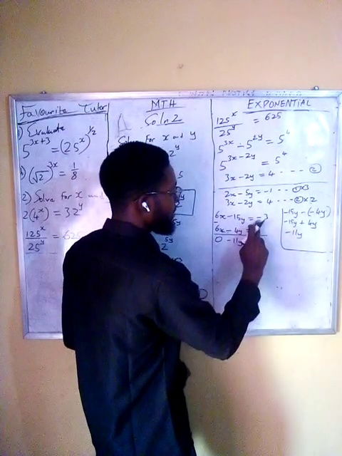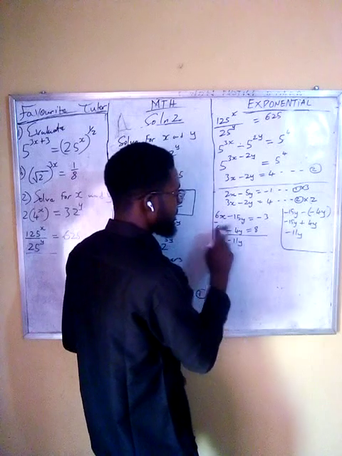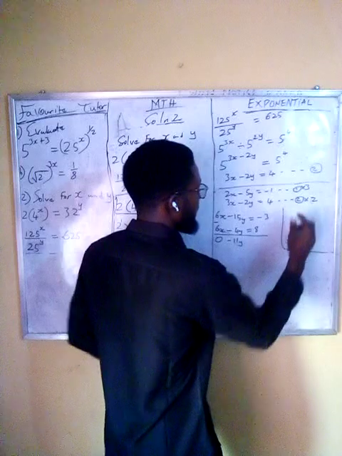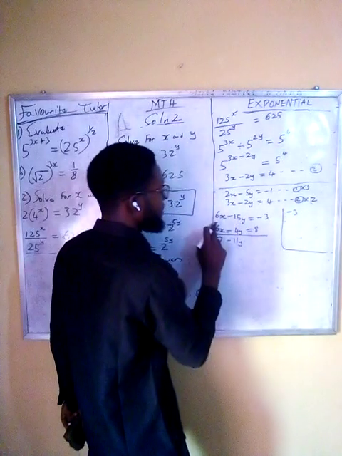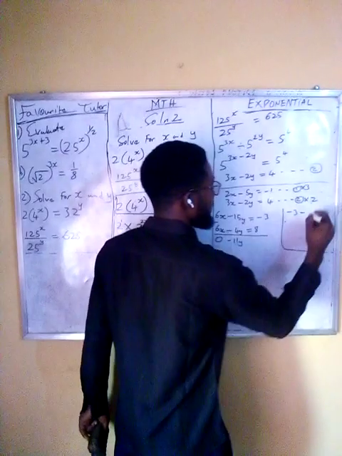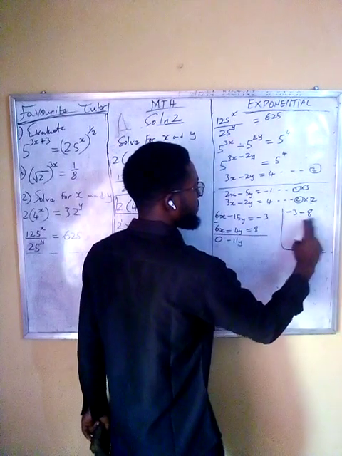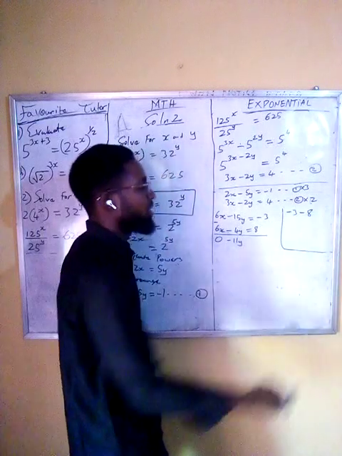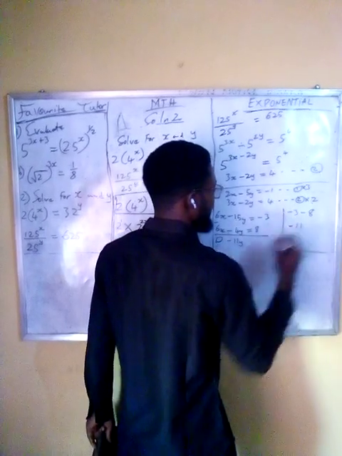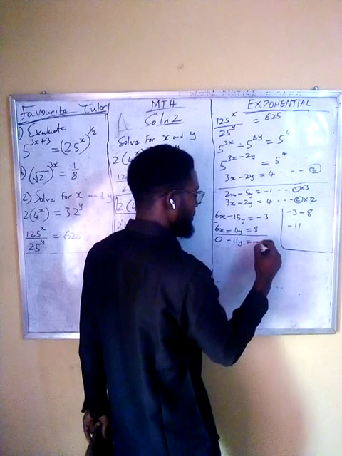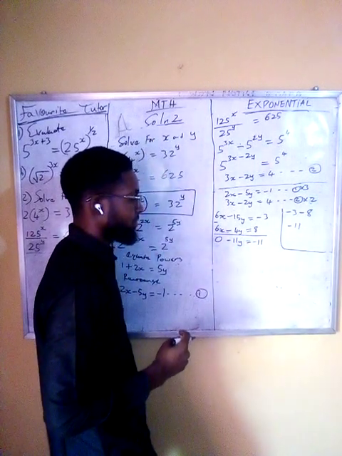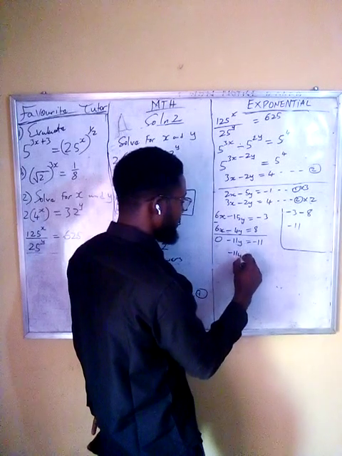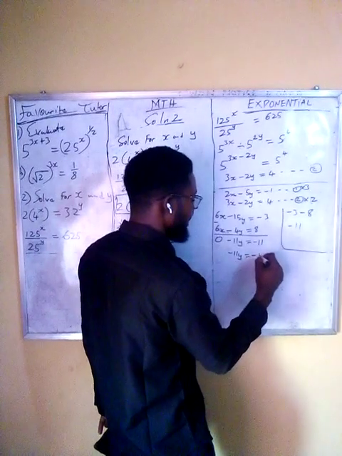Then the other one, minus 3 minus 8. Minus 3 you are owing, minus 8 you are still owing. Altogether is minus 11. This equals minus 11. So 0 is out of the game, and this is minus 11y equals minus 11.